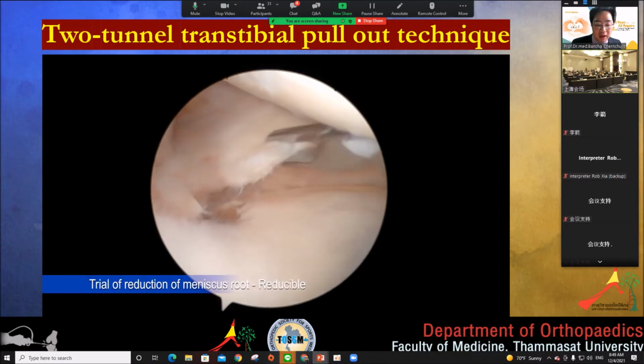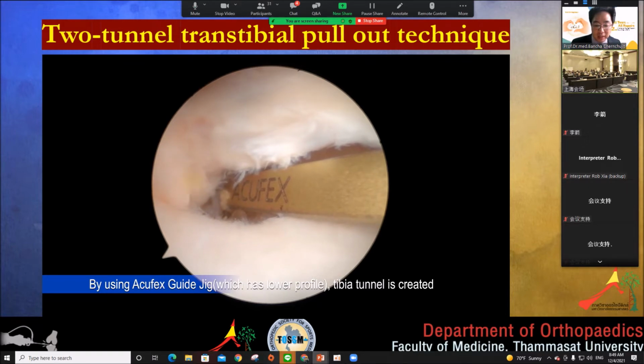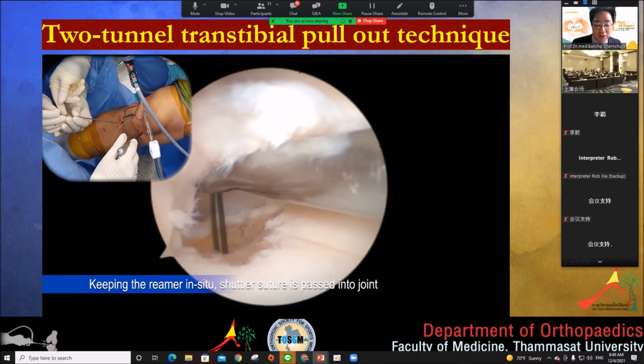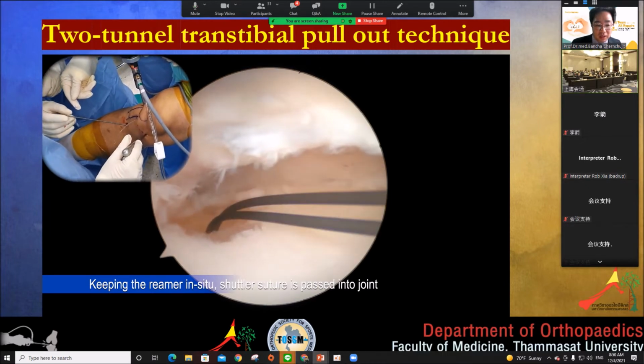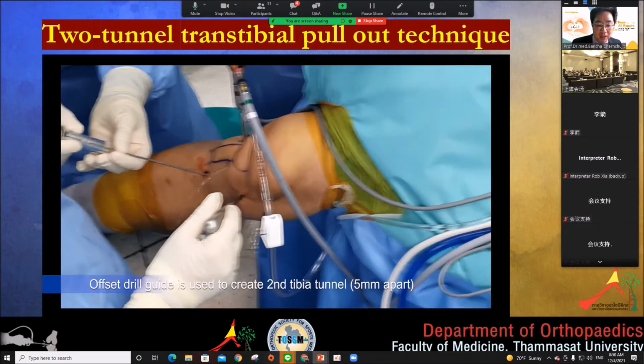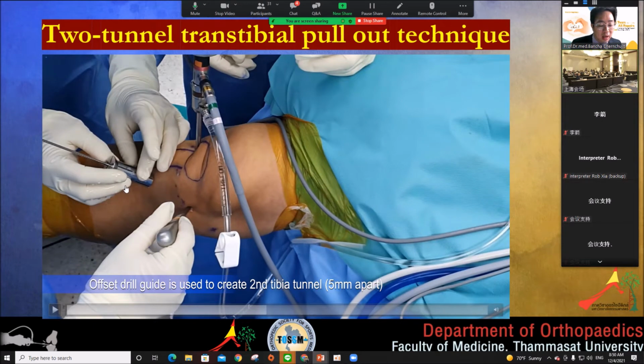Okay, and after that, you check the mobility of the meniscus. This is a good candidate because the patient has good cartilage. There's no joint space narrowing. Okay, like that. You do the first hole. Like that. Pass the suture. I prefer to use different colors of suture, and then you use the offset. You see, I use the 5 millimeter offset. Okay, 5 millimeter apart. So then you drill the second hole.